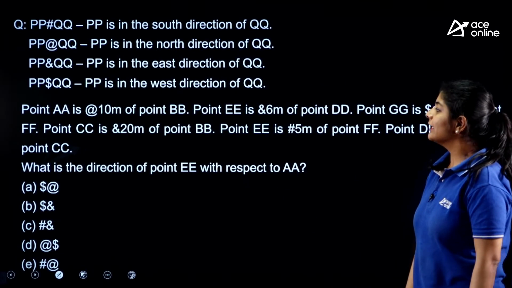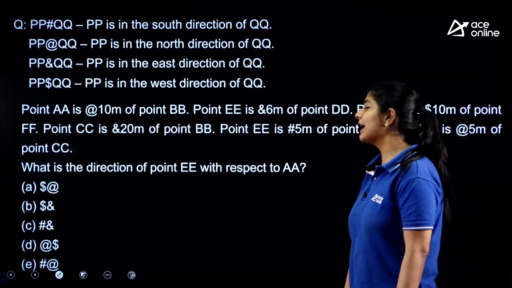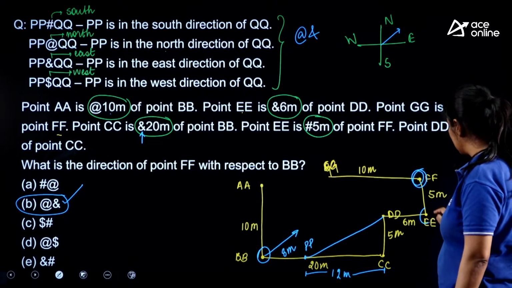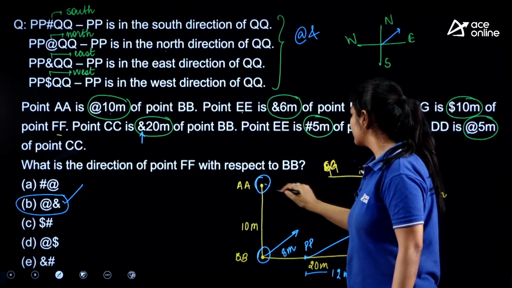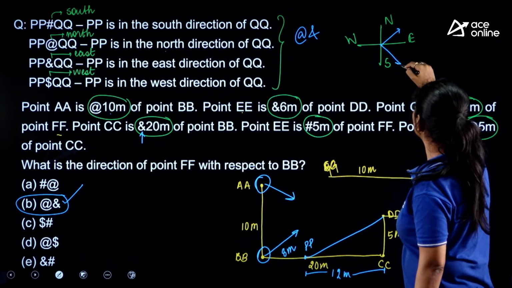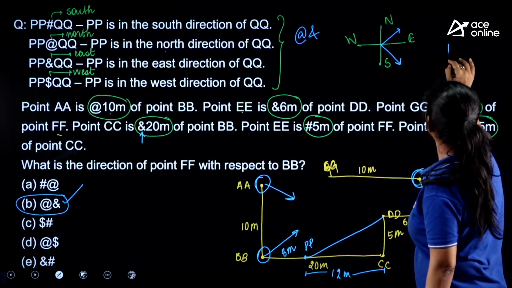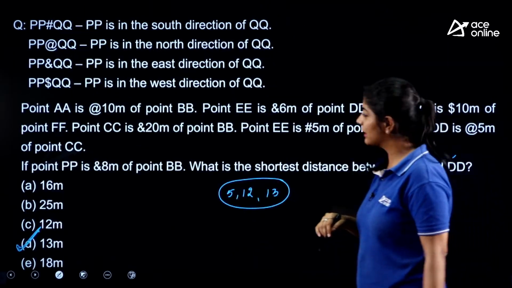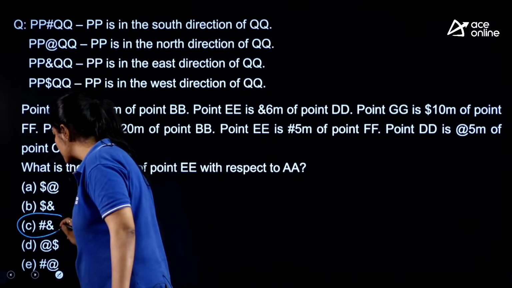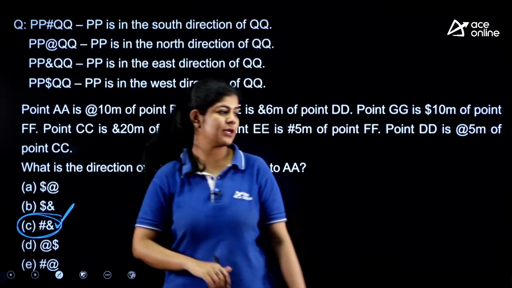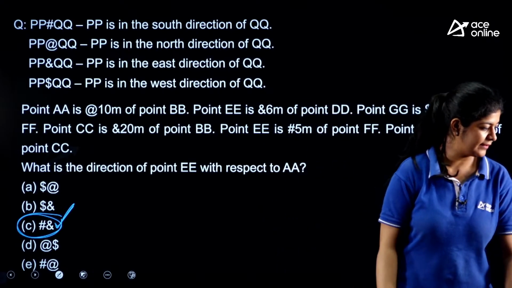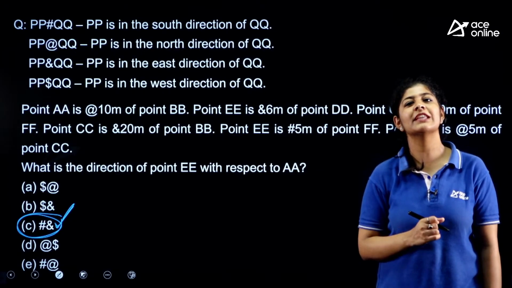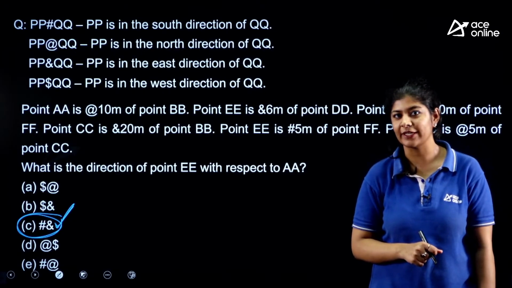Next. The next question asks, what is the direction of point E with respect to A? So this is nothing but this one, and this one is southeast. For southeast I need this one. That means option C is the correct one, right? It's very easy. Once we are done with the arrangement, we can easily answer all the questions. Clear?